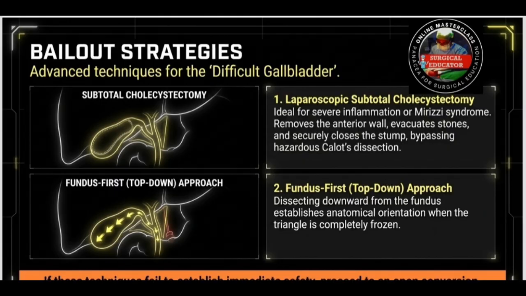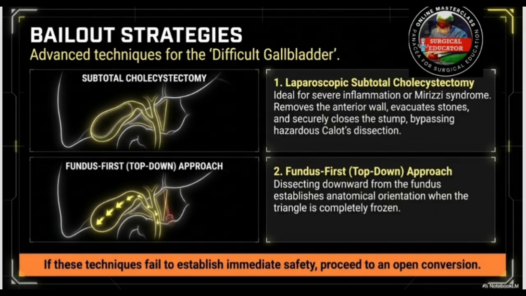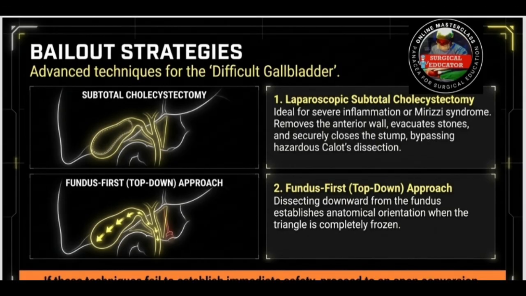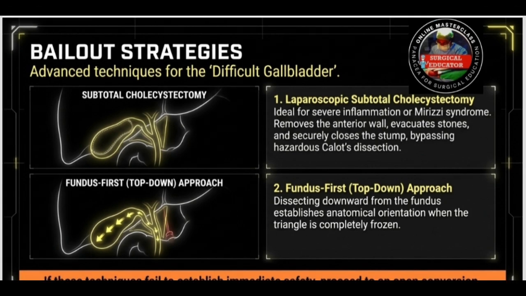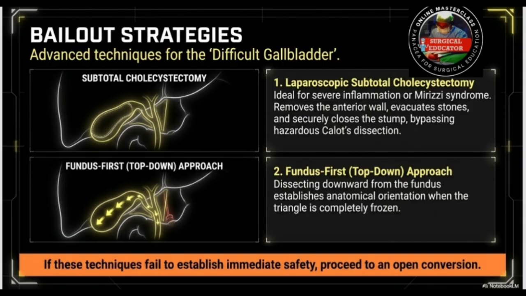Wait, so you just leave a piece of it in there? You do. And this requires a massive shift in mindset, which traditionally dictates leaving diseased tissue as a failure. But if the hepatocystic triangle is frozen solid, dissecting the base is suicidal. So what's the actual mechanical process? The surgeon opens the top, the dome of the gallbladder, suctions out infected bile and stones, then trims away the front wall. But won't the remaining back wall get infected again?